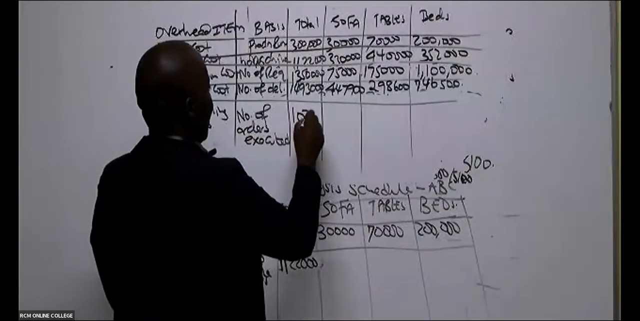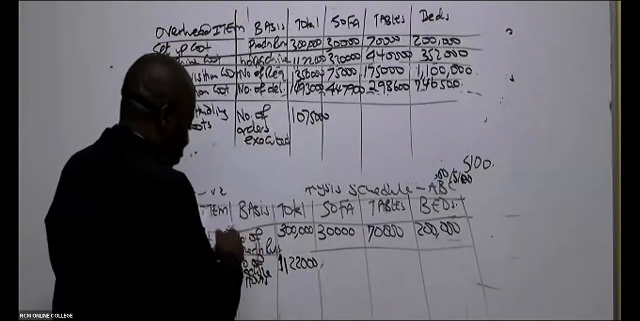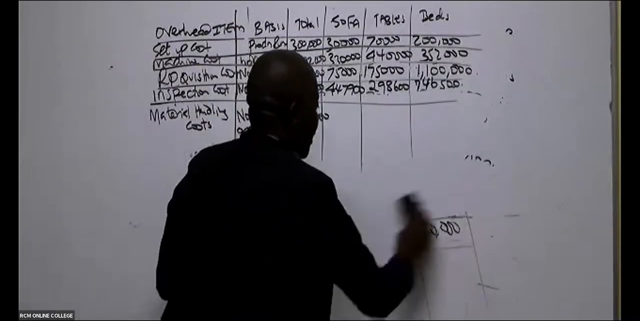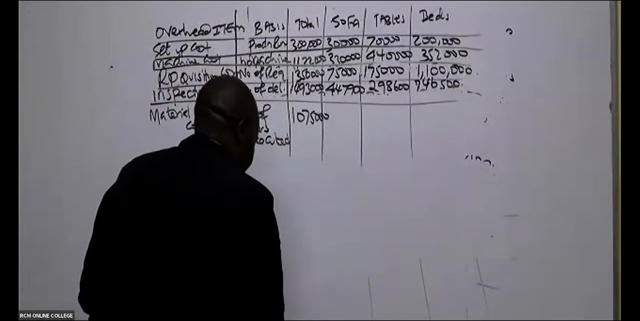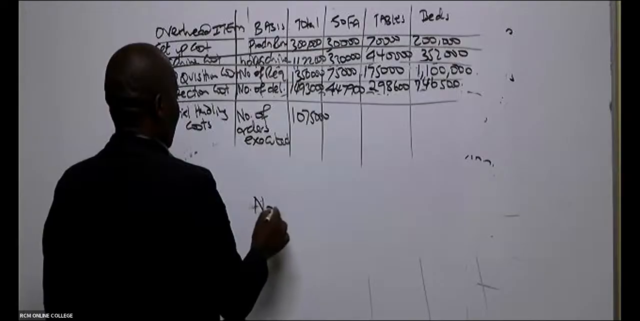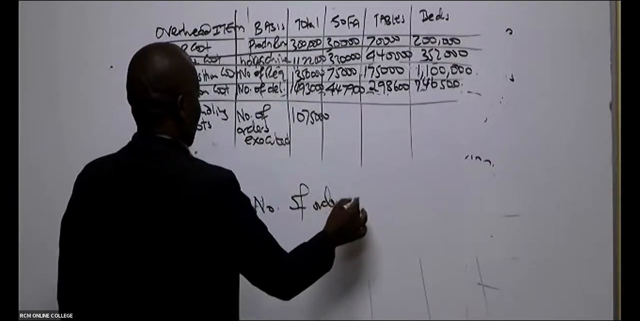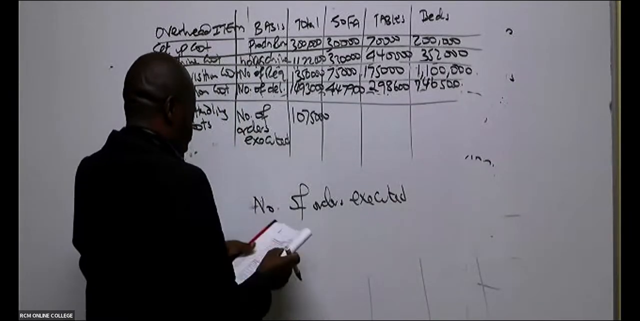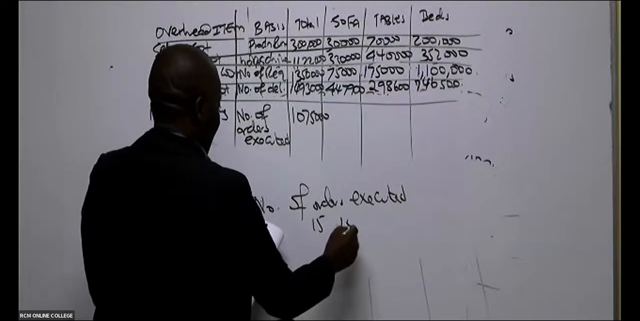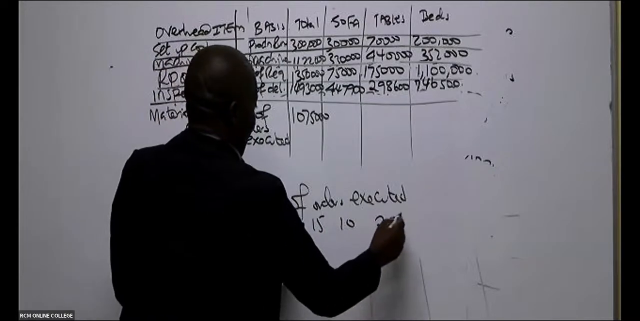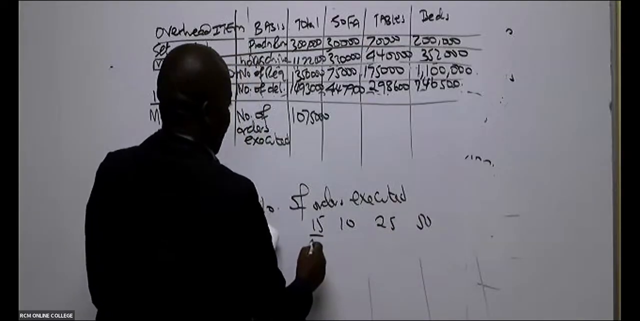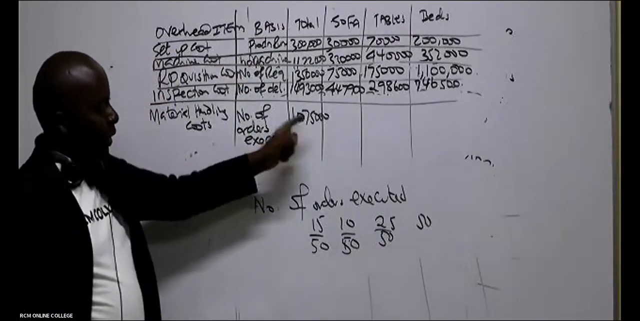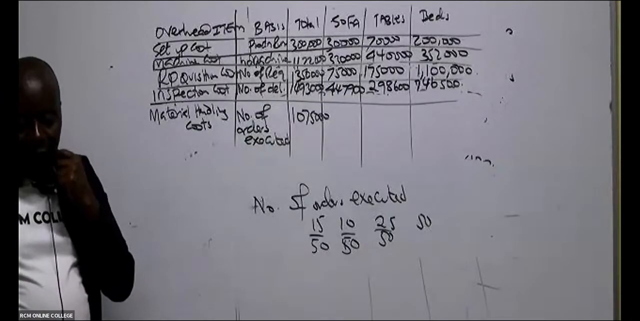$107,750, isn't it? 1,075,000. And then, of course, you can see the number of orders executed down there. It's given there. We have, ladies and gentlemen, 15, 10, 25, and the total is 50. So over 50, over 50, over 50. So please apportion this for me.